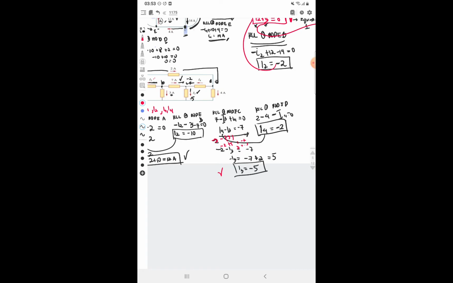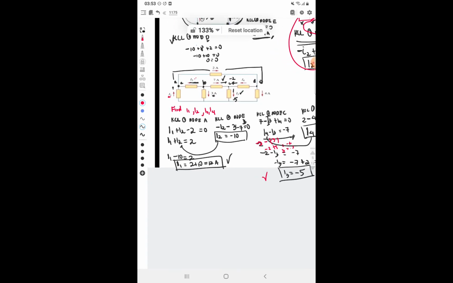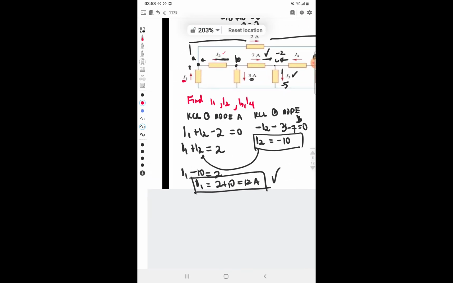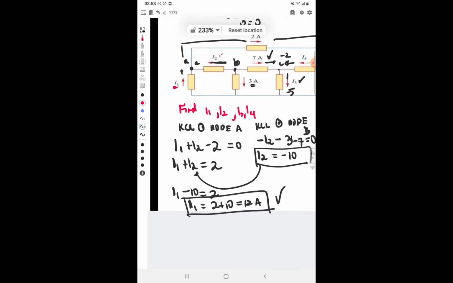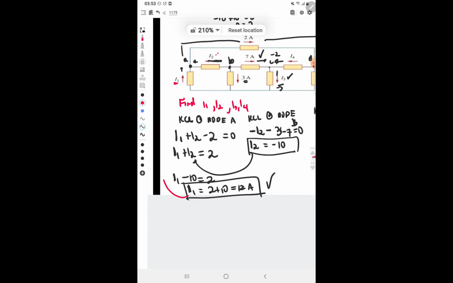So, try natin tignan kung ano yung mali. Okay. So, counter-checking muna tayo. Yung I1 ko is equal to dapat positive 2. So, 12 ampere. Pag sinubstitute ko yung I1 ko, 12 ampere. Sinubstitute ko yung I2 ko, negative 10 equals 2. So, therefore, 2 is equal to 2. So, transpose ko yung 2. So, 0 is equal to 0. So, therefore, this is correct.